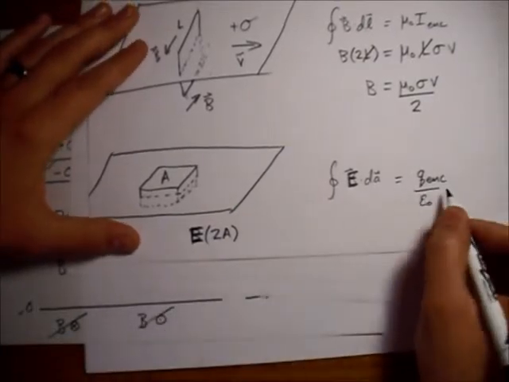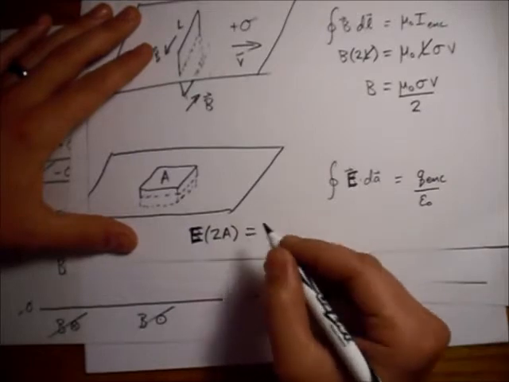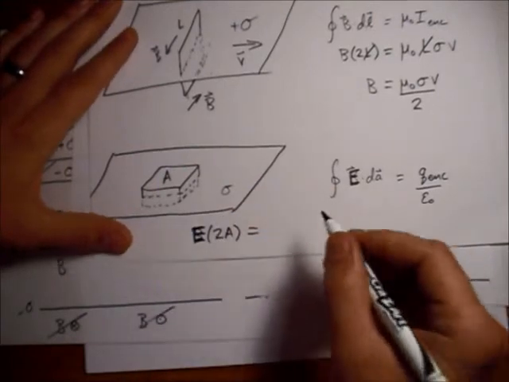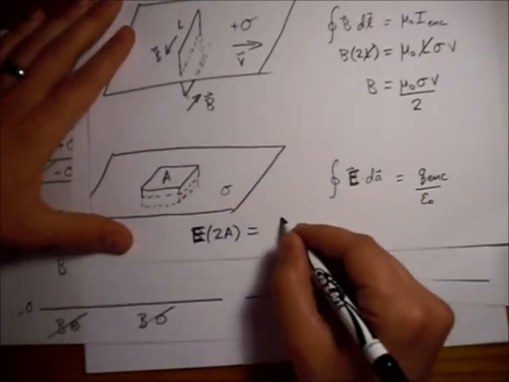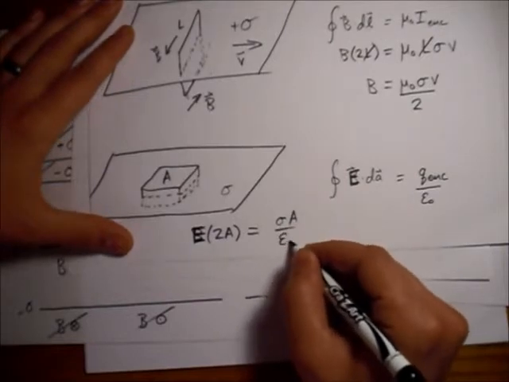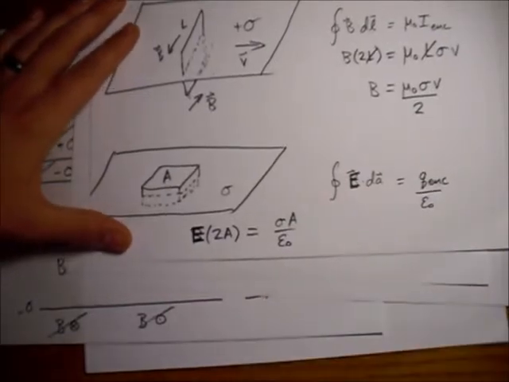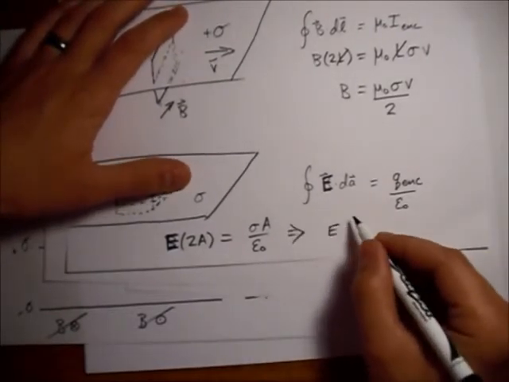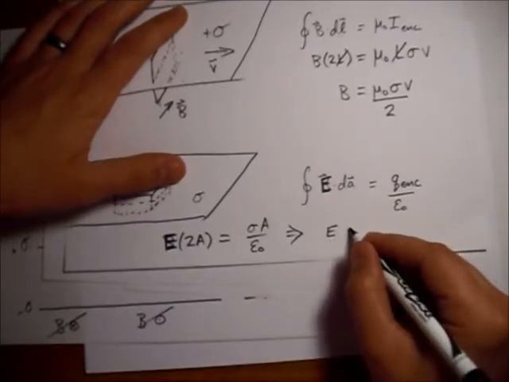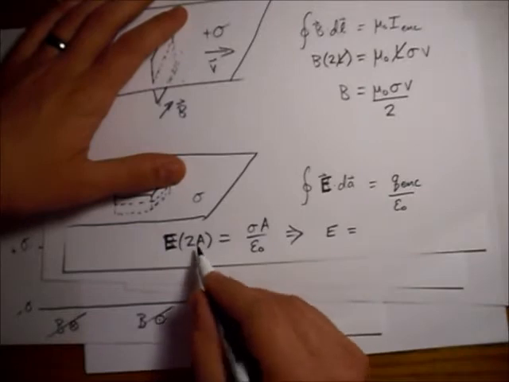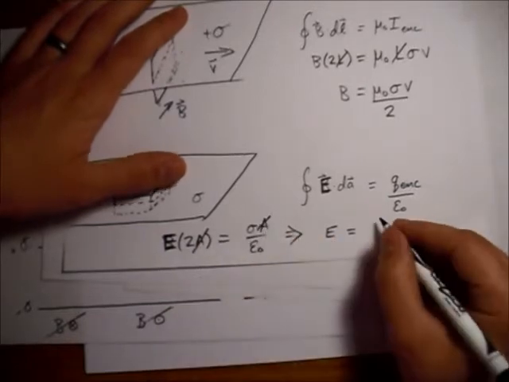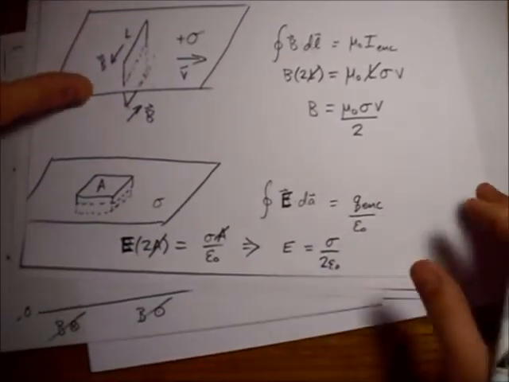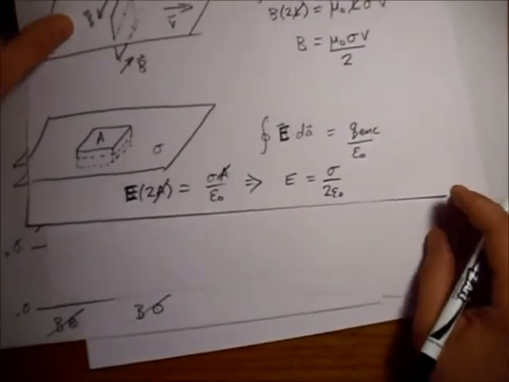E multiplied by 2a is equal to the charge enclosed, right? Which is sigma multiplied by a over epsilon naught. So this tells us that the magnitude of E is equal to, we can divide out these A's just like we promised, sigma over 2 epsilon naught. Right, just the electric field due to an infinite sheet of charge. We could have just remembered that, right?